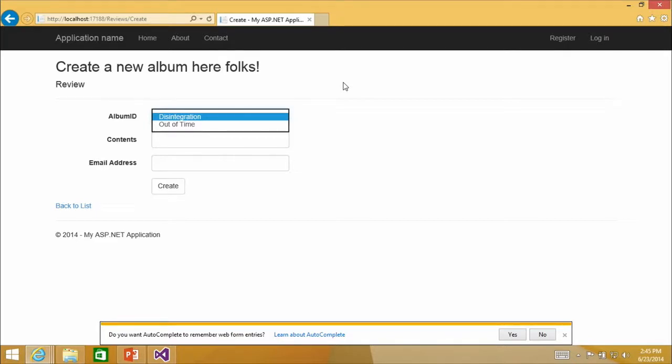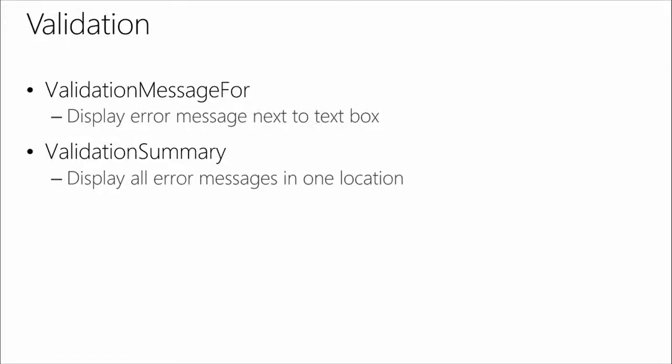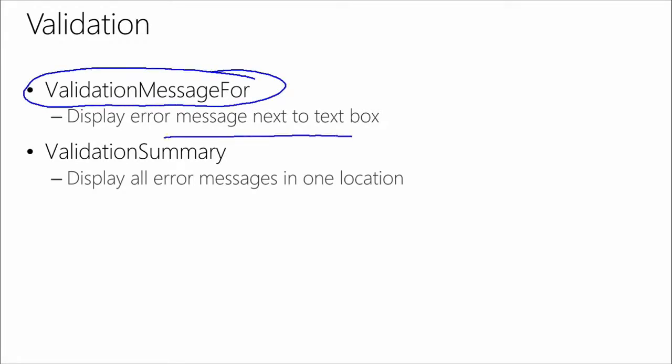Okay, let me go get some slides here. All right, and let's talk a little bit about validation. Again, we need to make sure that users have typed in good data. Validation is going to be handled in really two ways. Number one is ValidationMessageFor, and that's going to display the message next to the text box. And then we also have ValidationSummary, which is going to put potentially our error messages in one location.